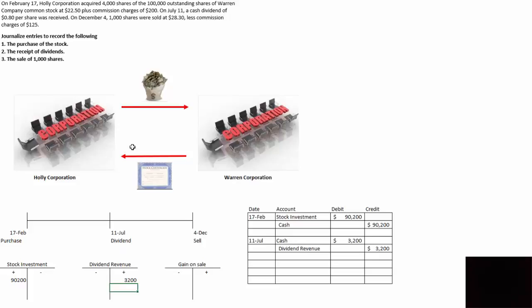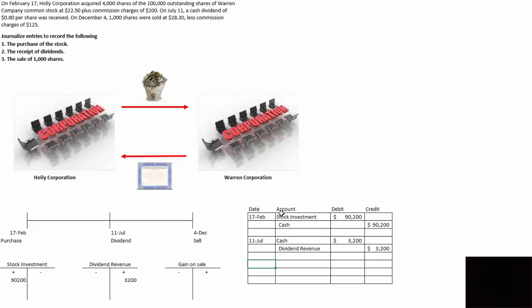Now, December 4th, we decide, for whatever reason, to sell some of those shares. Notice we're not selling all of them. We are selling 1,000 of the 4,000 that we own. And when we sell them, we receive $28.30 per share. They've gone up by almost $6 a share. So that's a good thing to us, the holding corporation. But we have to pay some commission fees to sell those shares, $125.